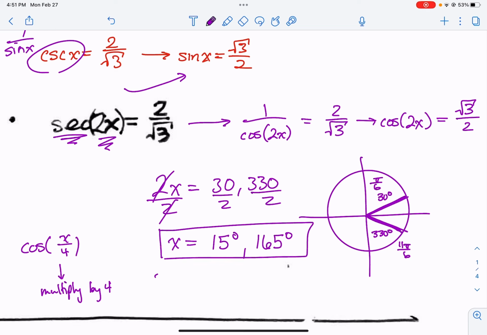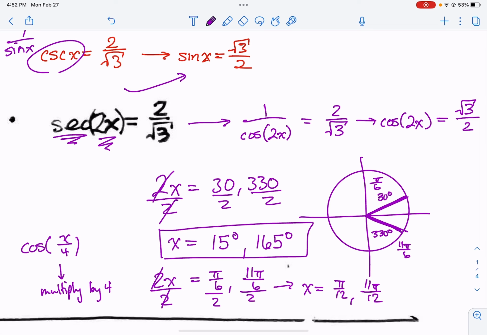You could also do the same trick in radians as well. Right? 2x equals pi over 6. And 11 pi over 6. You could just divide everything by 2 here. The 2's cancel. You get x equals pi over 12, right? That's 15 degrees. And then 11 pi over 12, right?